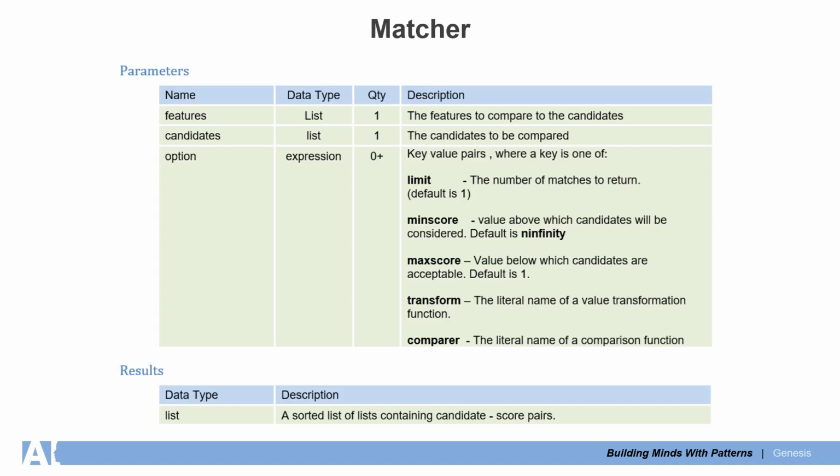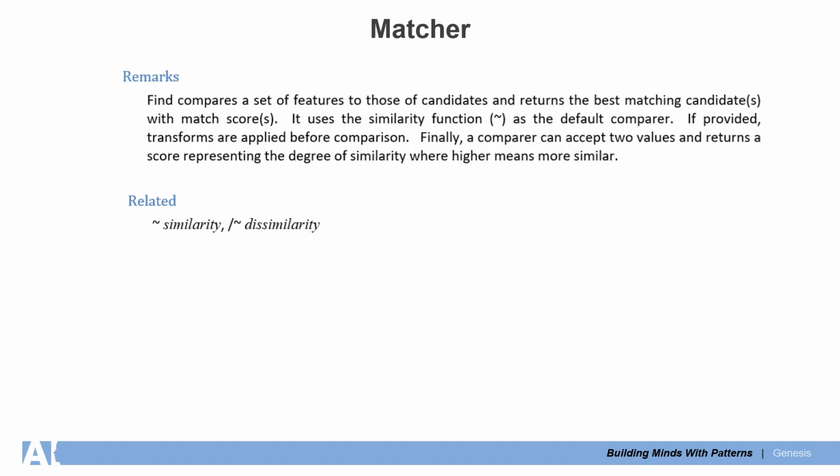The matching algorithm takes a list of features and a list of candidates and some optional parameters, including the number of matches to return, a minimum score, a maximum score, a transformation function, and a compare function. This function leverages the similarity function in the underlying language.